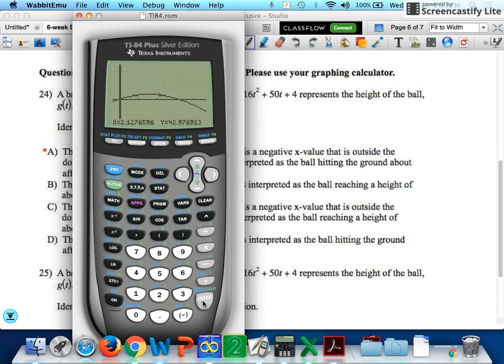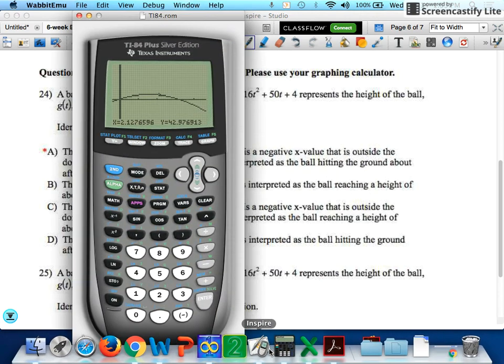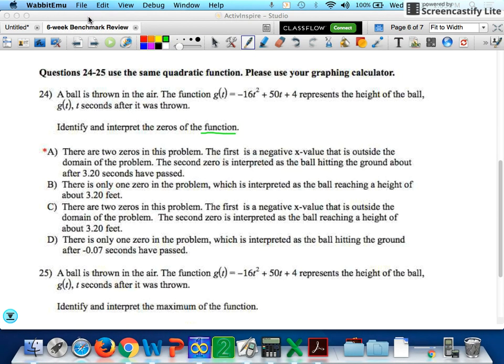Now, my very first question asks me about those zeros. It says, identify and interpret the zeros of the function, okay? Really what it's asking about is the problem set of the function, and that's what it says in the first sentence of each. So, we first notice that this crosses the axis twice. The x-axis is our zeros, once, twice. So right then and there, you can eliminate two options. Because we have two zeros, so only options A and C are left.